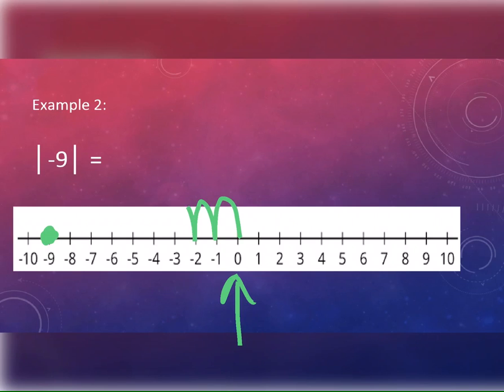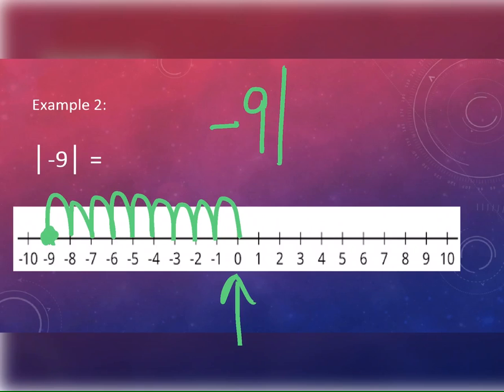1, 2, 3, 4, 5, 6, 7, 8, 9. So we moved 9 places. So the absolute value of negative 9 is 9. Now you'd say, well, it was negative. We went to the left. Well, that's true, but absolute value only wants to know how many places from the origin did we move. So to get to negative 9, we moved 9 places.